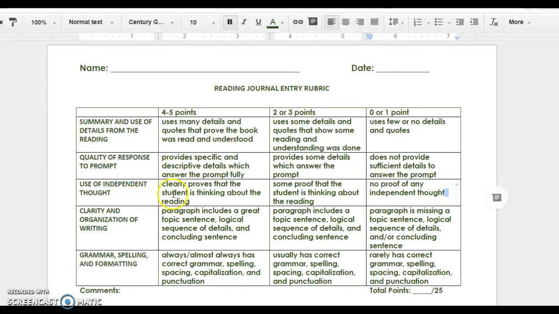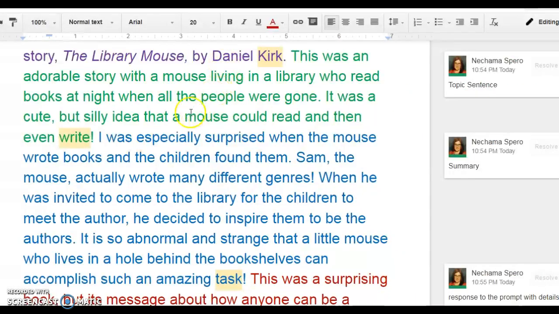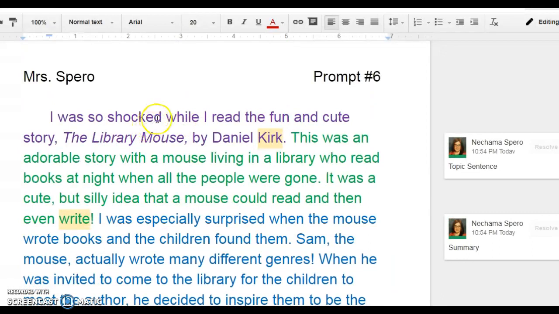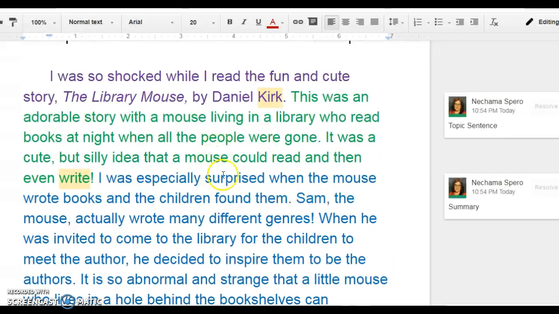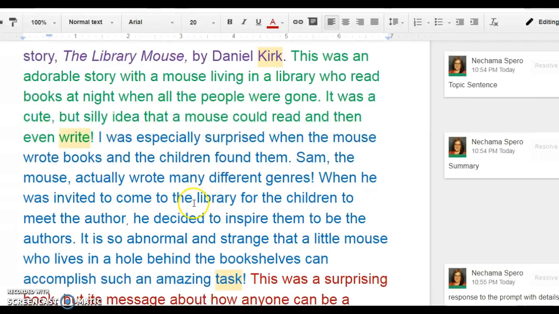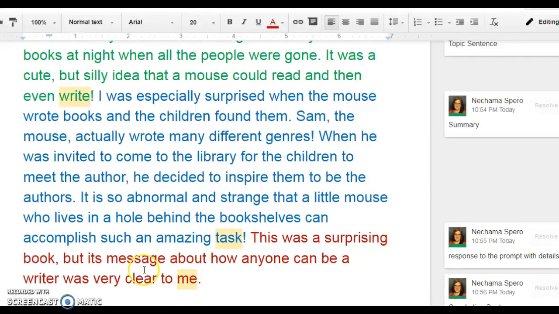Use of independent thought. I explained the way I was feeling. The way I feel is as independent as it comes. No one can tell me how I feel. That comes from within. I explained my feelings, that I was shocked, I was surprised. Where were those feeling words? Here, shocked, surprised, it's abnormal and strange. And I said that the message was clear to me. So definitely a lot of my own thinking here. That's my independent thought.